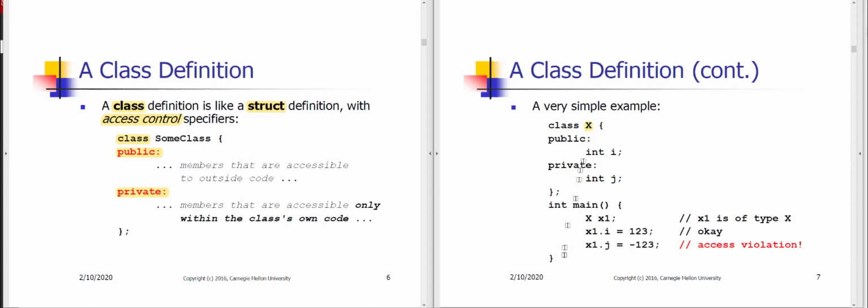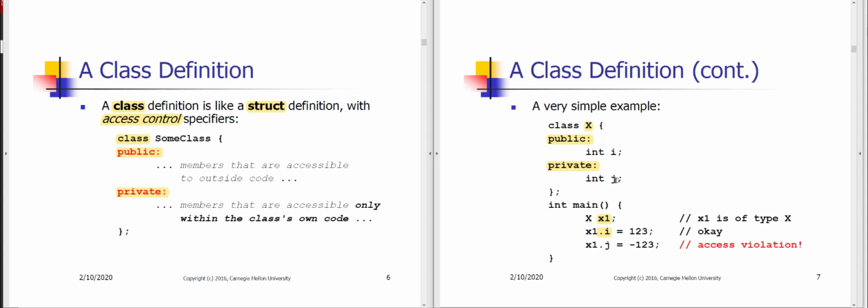So here on slide 7, we have a really trivial example. X is our class that we're defining here. It has a public section and a private section. In the public section, we have what's called a data member. This is an int named i. In an application, if we create x1 as an object of type x, then we will be able to access the i data member of x1. I can say x1.i gets 123, and that will work just fine.